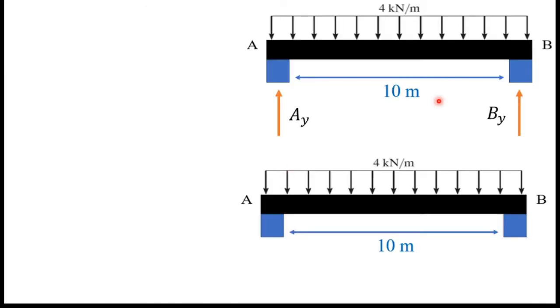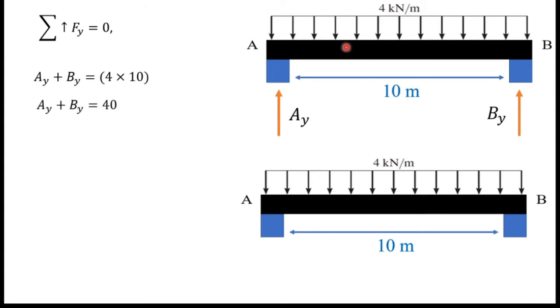Our first task is to find the support reactions. For that, first I consider the sum of all the vertical forces. I have to write AY plus BY, which are these two support reactions, and 4 times 10, which is the resultant force due to this distributed load. If I simplify this, I get AY plus BY equals 40.